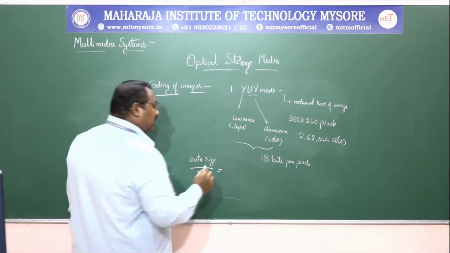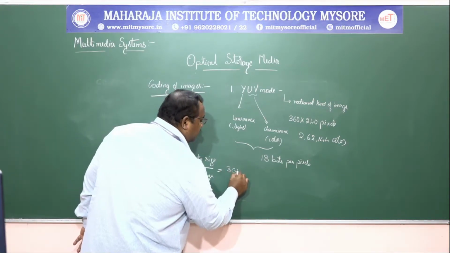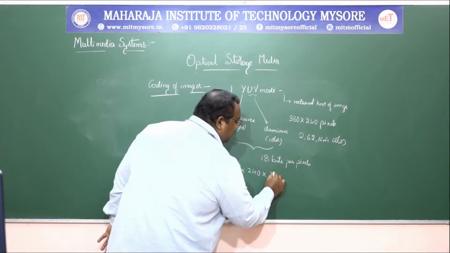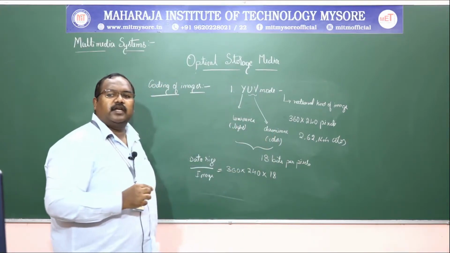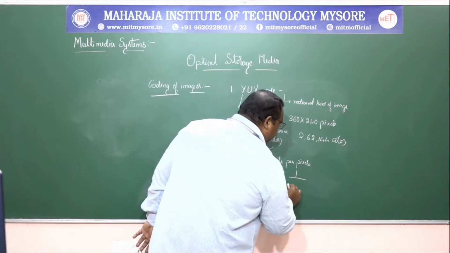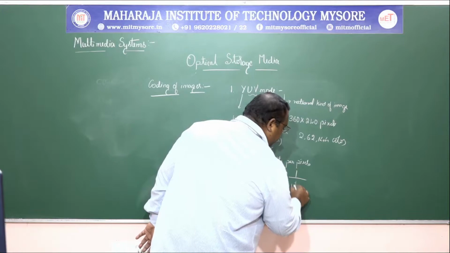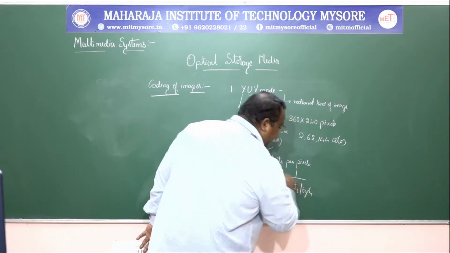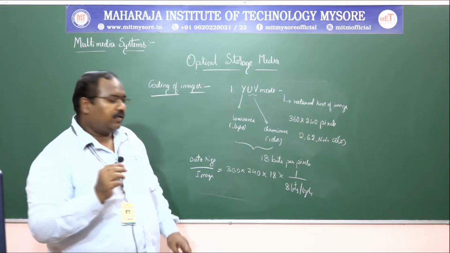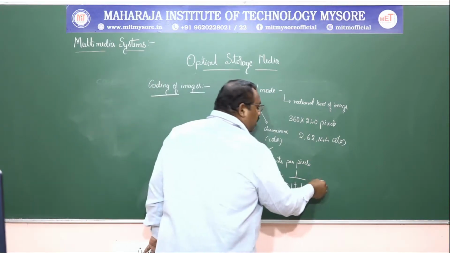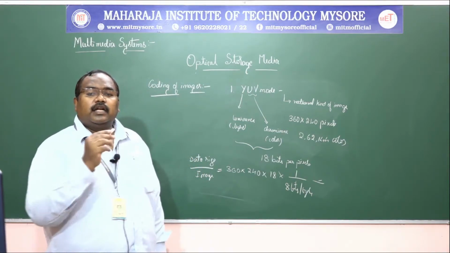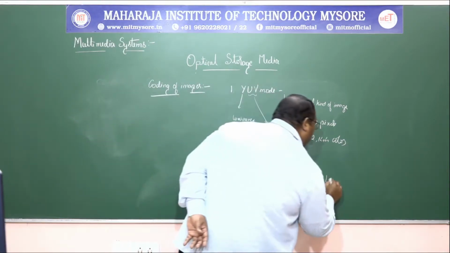Now what is the resolution? The resolution we have is 360 into 240. How many bits per pixel? 18 bits per pixel are used, divided by 8 bits per byte, because we want to convert it into bytes. So you get approximately 1,94,400.